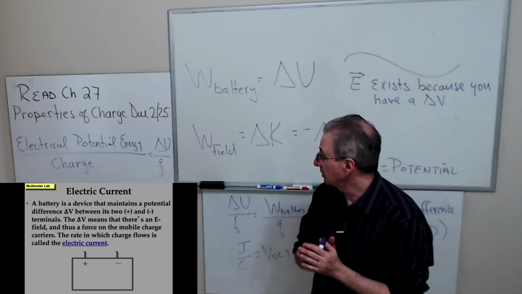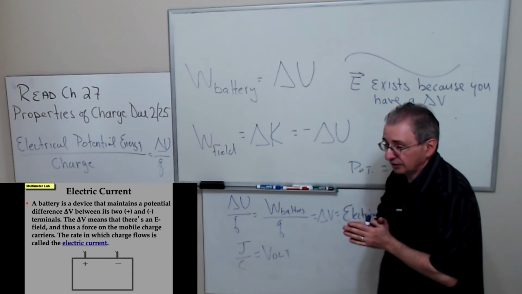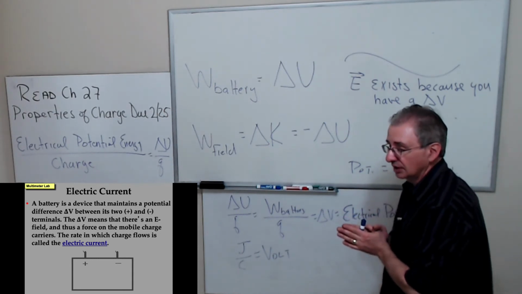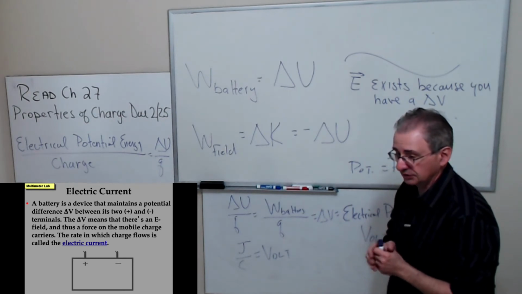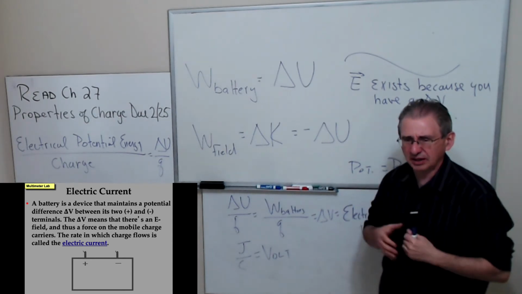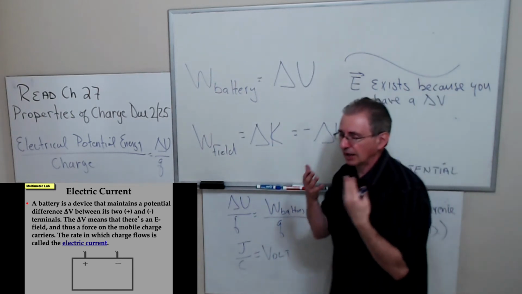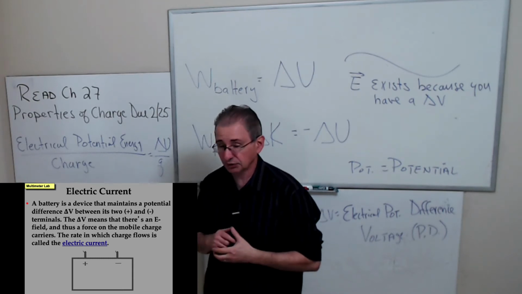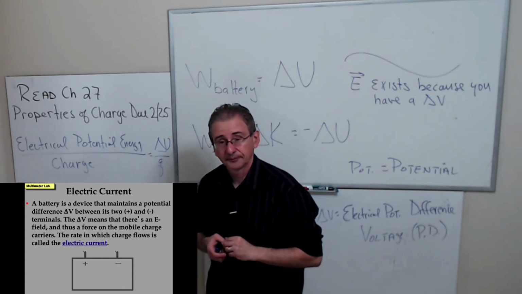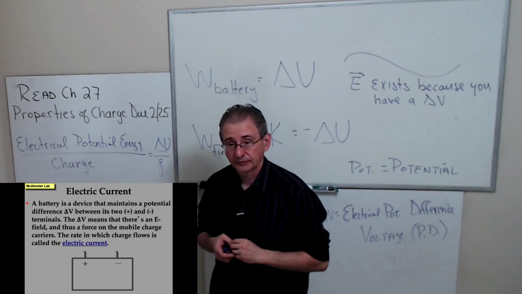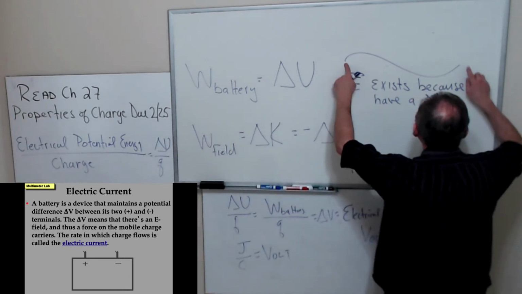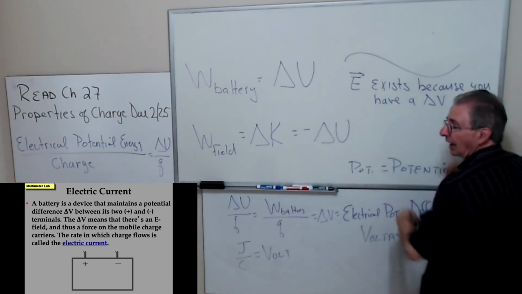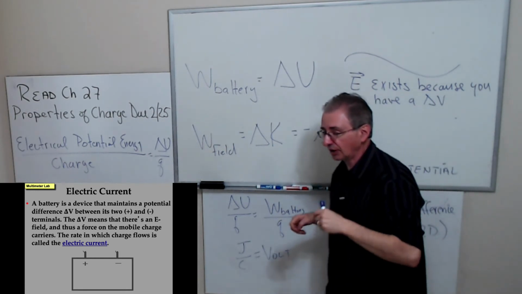So a battery is really a device that maintains a potential difference between its two terminals. That's how we'll describe the battery, or a power supply. I'm going to say the word battery a lot at the beginning, but it's just a device that maintains a potential difference between its two terminals. And when I connect a wire across the two terminals, I'm going to have an electric field inside the wire that will cause the electrons to move.